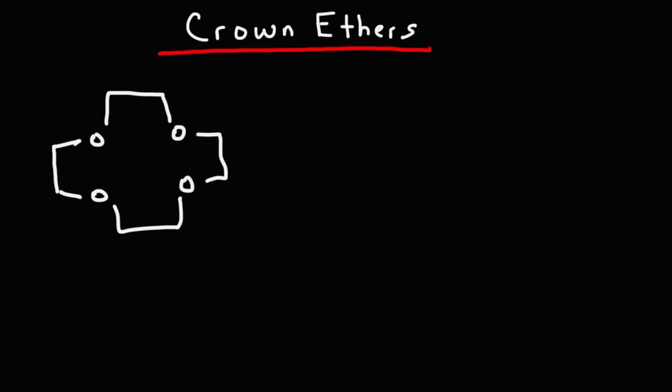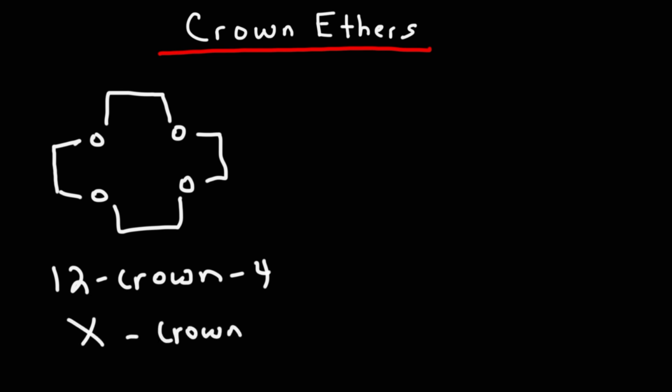Notice we can count four ethers in this molecule. So it's a polyether and it's cyclic. Now this particular crown ether is called 12-crown-4 ether. The generic name is X-crown-Y. X represents the total number of atoms in the molecule, whereas Y represents the number of oxygen atoms in the molecule. So a 12-crown-4 ether tells us that there are 12 atoms in total in this molecule, four of which are oxygen atoms.